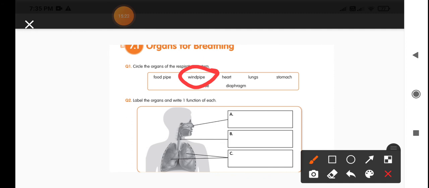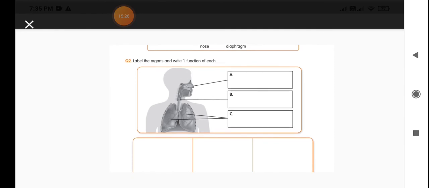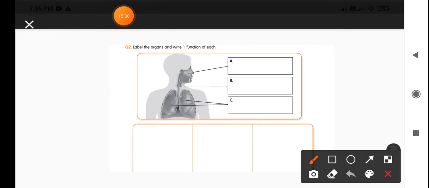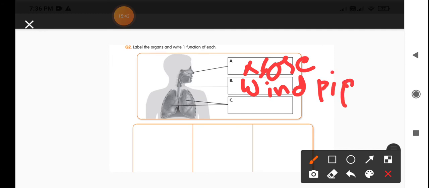Okay. And the next one is: label the organs and write one function of each. So the first part is, as you learnt just now, the entrance is the nose, and this pipe structure is the windpipe. You can answer these all on your own. I'm just helping you, giving you a hint. And the below two are lungs. You can write the complete name.